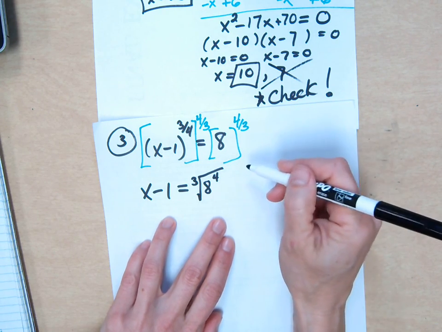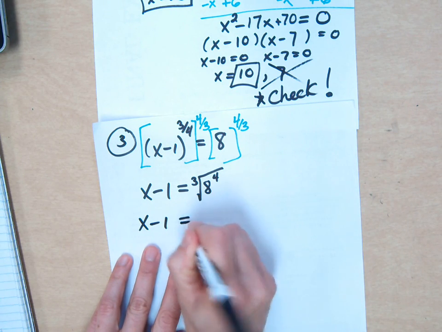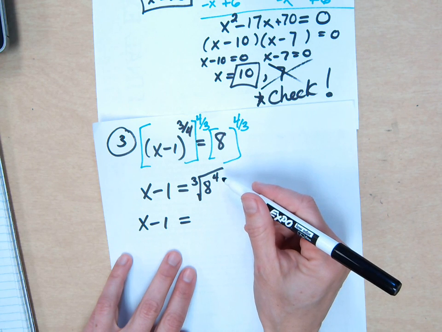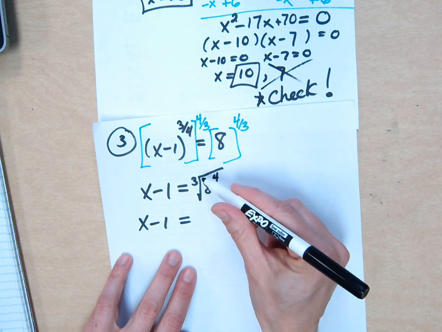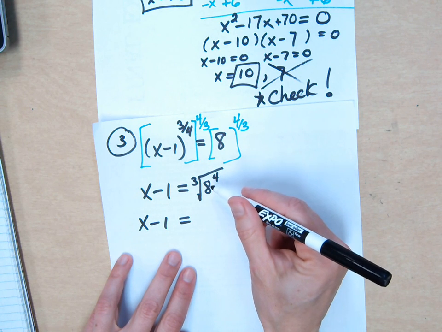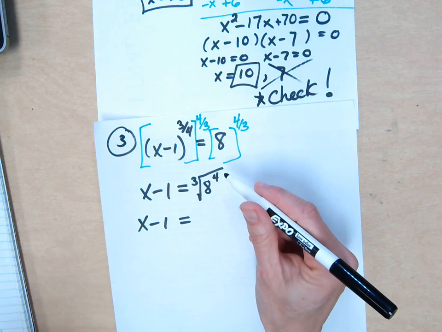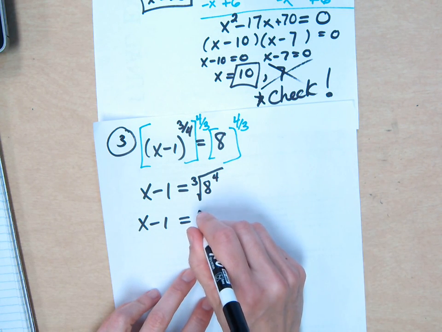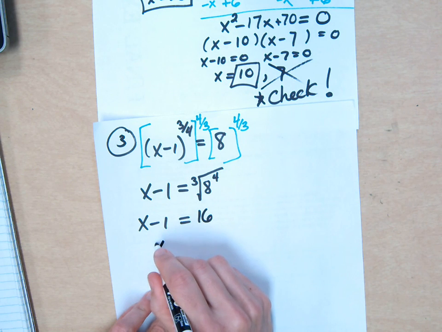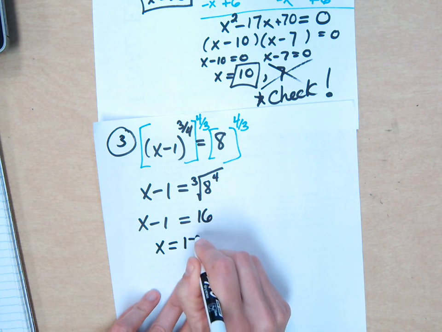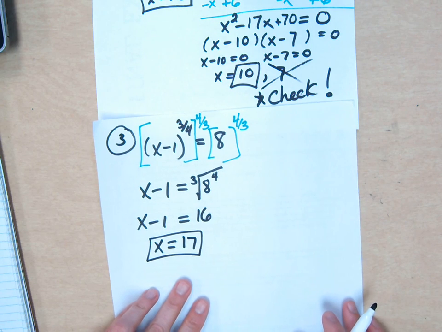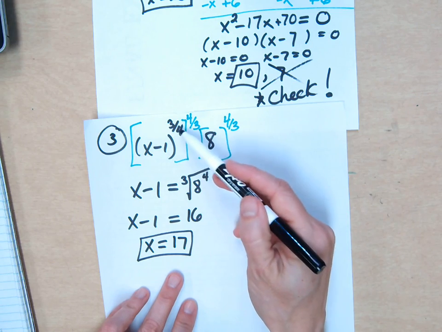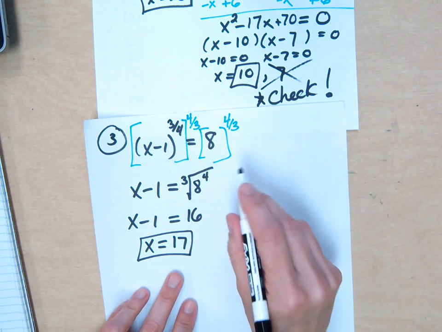But we can do these in any order. So, what do we want to do first? Do you want to do the cube root, or do we want to raise 8 to the 4th power? Definitely cube root. What's the cube root of 8? 2, and now 2 to the 4th is 2 times 2 times 2 times 2 is 16. So our final answer is 17. Does it work? 17 minus 1 is 16, raised to the 3/4 is 8. Yes.